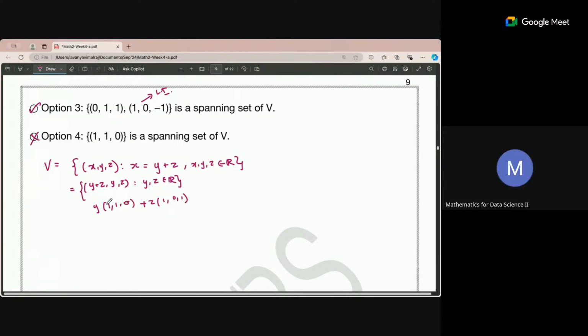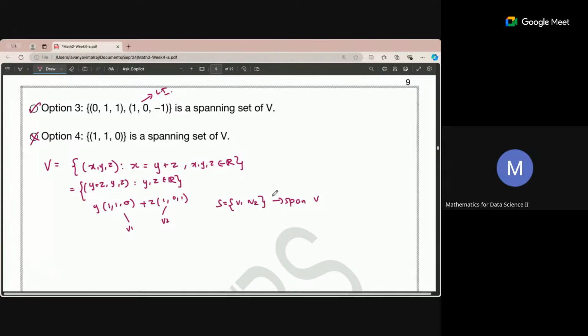Now you see that these two vectors span V. So this is your V1, this is your V2. If your S is {V1, V2}, this will span V. So this is a spanning set for V. There are several other spanning sets. This is one of the very straightforward spanning sets we can see from the given set.